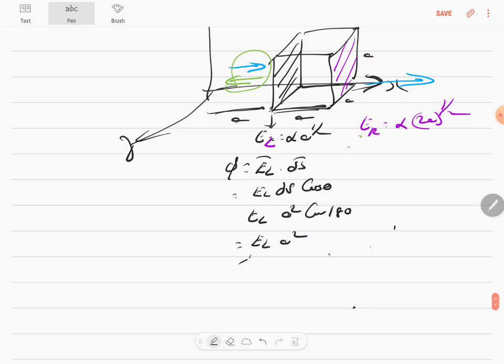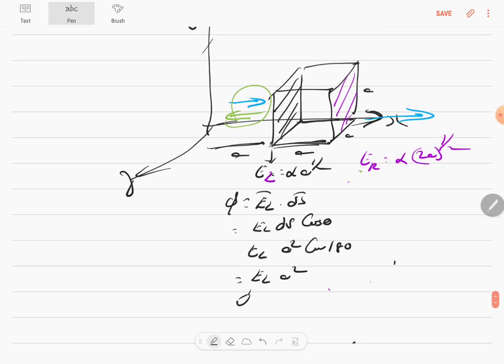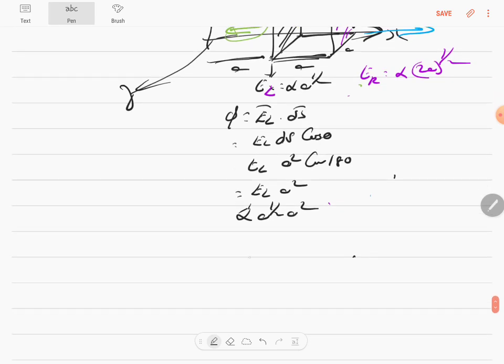And you want to calculate EL, you have already calculated it. It's alpha into A to the power 1 by 2 into A square. So you just consolidate this. You will get some answer, which is alpha into A to the power 3 by 2. No, not 3 by 2, I think. Yeah, 5 by 2. A to the power 5 by 2. That will be your answer for the left face.